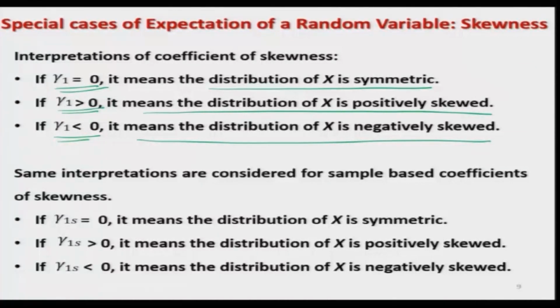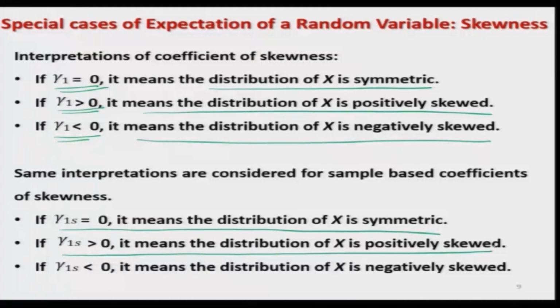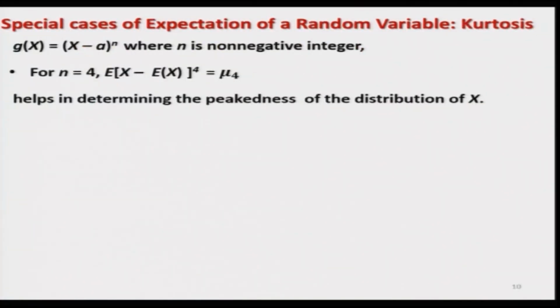And the same interpretation continues for the sample based coefficient of skewness: if gamma 1 s is equal to 0, this means the distribution of x is symmetric, and if gamma 1 s is greater than 0, it means the distribution of x is positively skewed, and if it is negative, this means the distribution of x is negatively skewed, right. So, this is what we try to do.